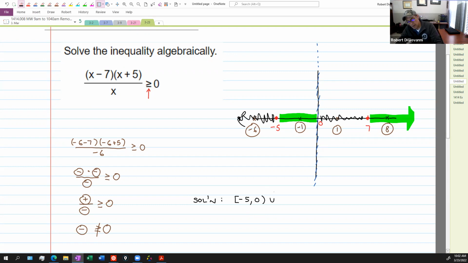And then I union that. Now I have to go everything to the right of 7. Do I include 7? Yes, because it's actually an x-intercept. So I want to include 7 and I want to go forever. There we go. You understand? I think there's 2 more.